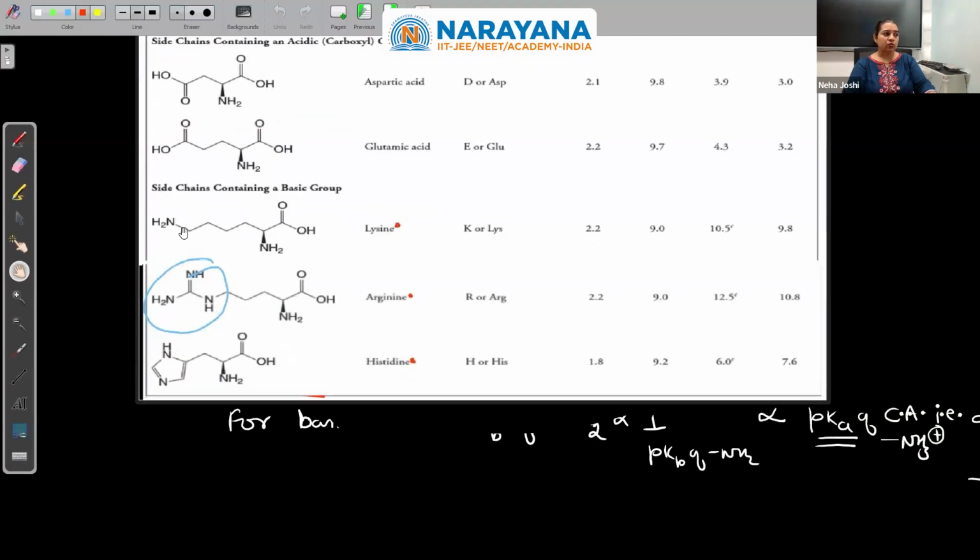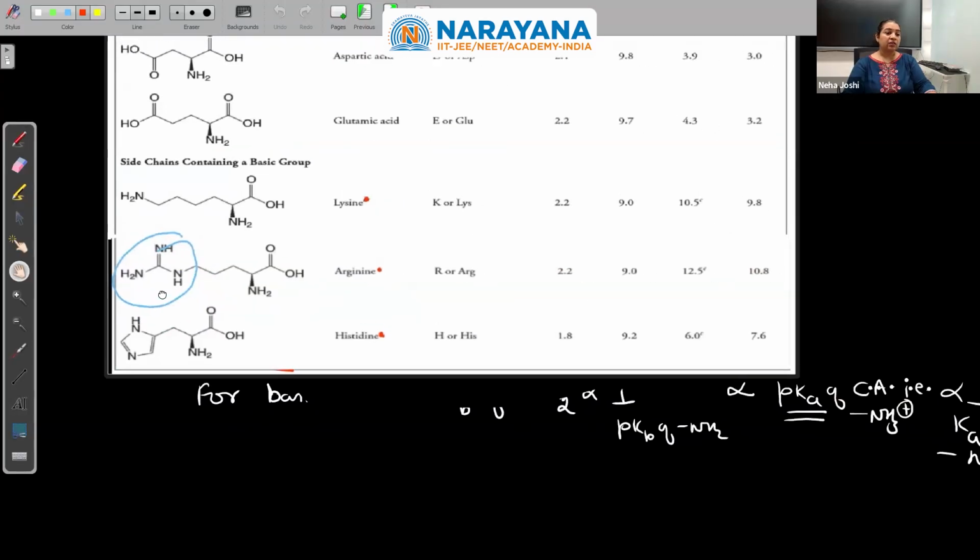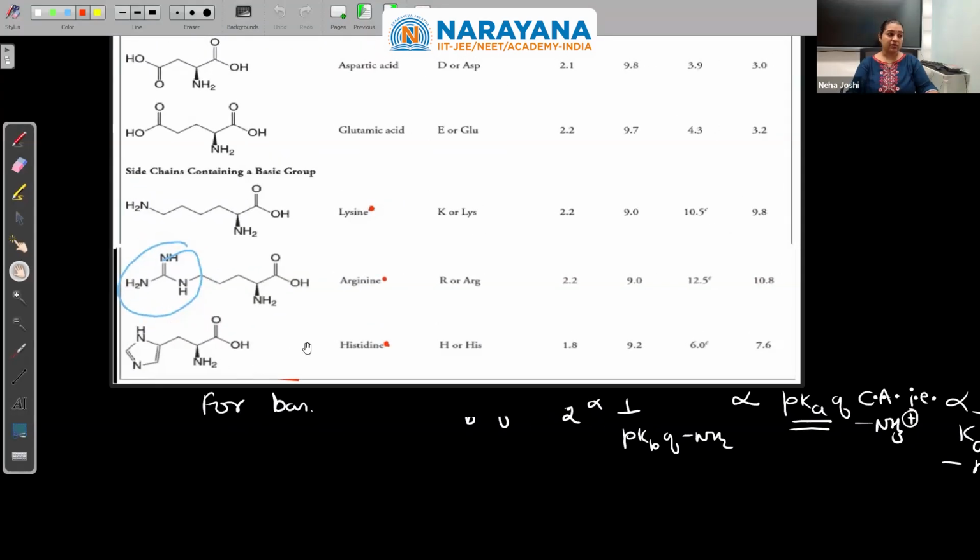Lysine: 1, 2, 3, 4, CH2, CH2, CH2, CH2, NH2. Arginine: CH2, CH2, CH2, and then this is your guanidine substituent, a very, very good base. Histidine is relatively complex.